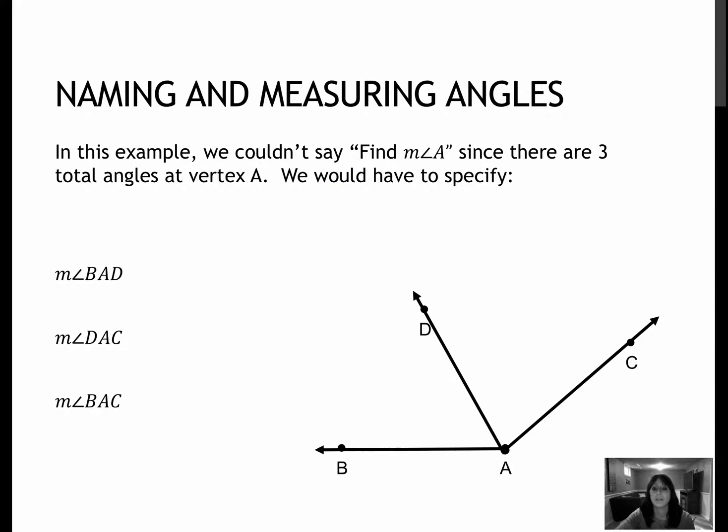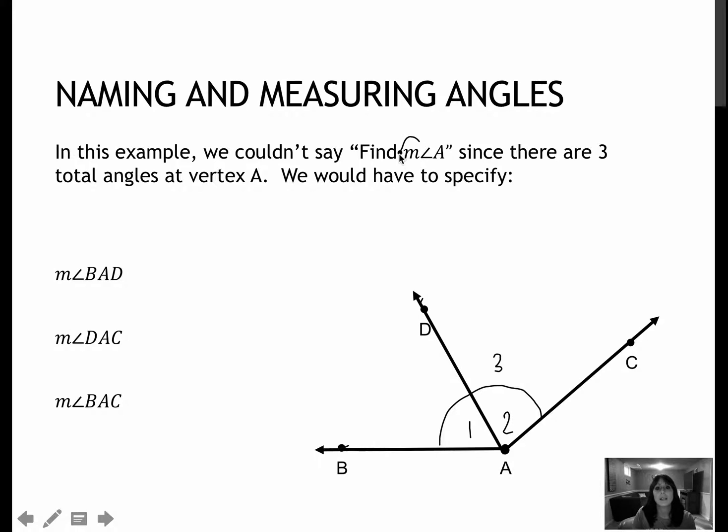Notice this one is a little bit different because at point A, I have this angle, we'll call this angle 1, and this angle, which is angle 2. So if I said angle A, you wouldn't know if I'm talking about angle 1 or angle 2 or possibly the entire angle. We'll just call that angle 3. So there are three different angles there, so I can't really just say angle A. I can say BAD, so BAD would be angle 1, DAC would be angle 2, and then BAC would be obviously angle 3, the entire angle.